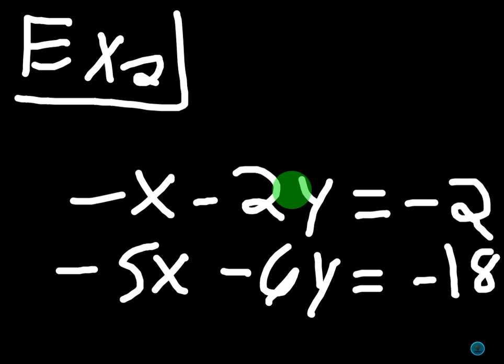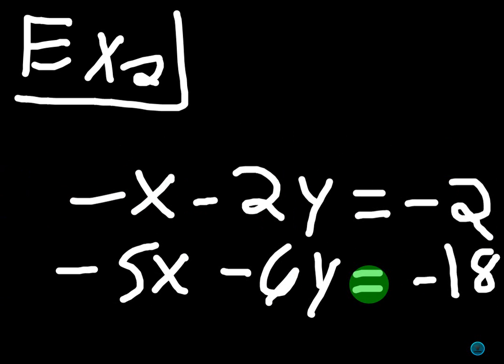All right, so what's the first step? Convert to standard form, okay? So it's in standard form, guys. You have something x and then something y equals a number for both top and bottom.